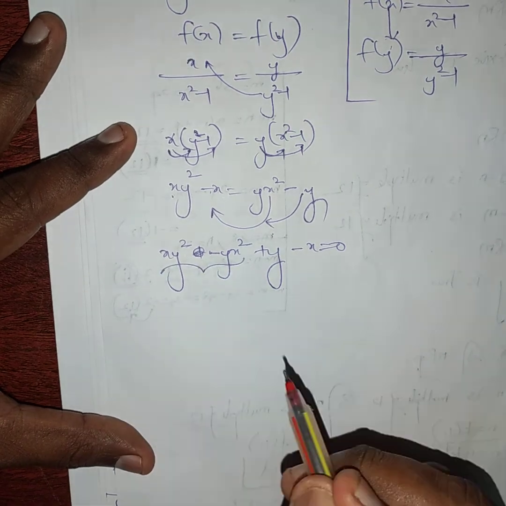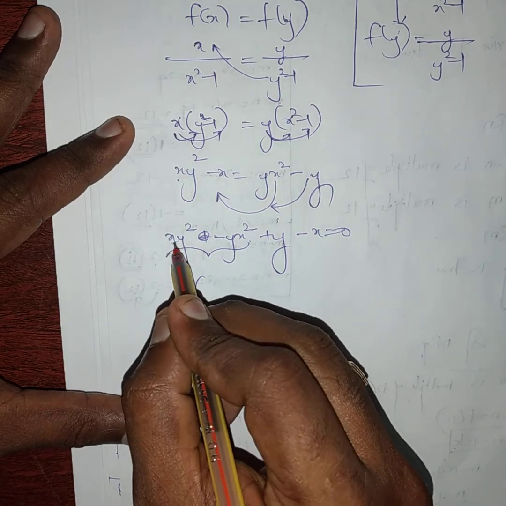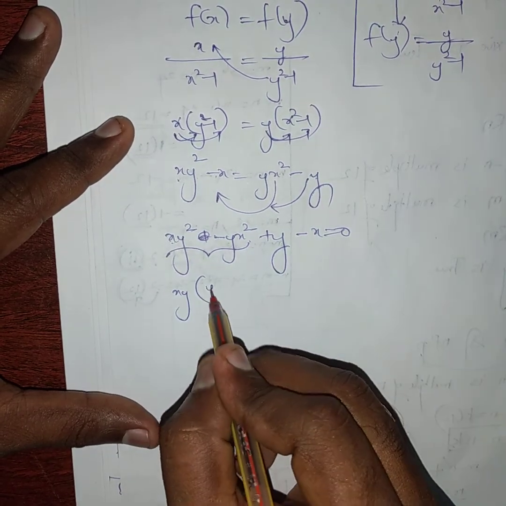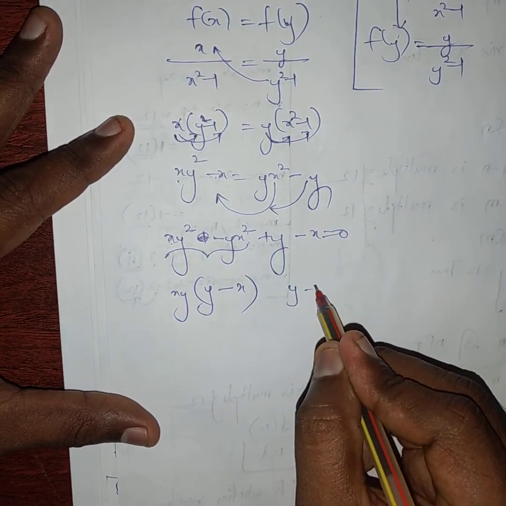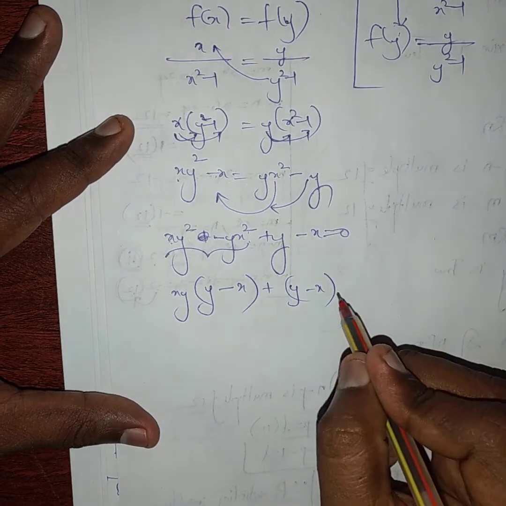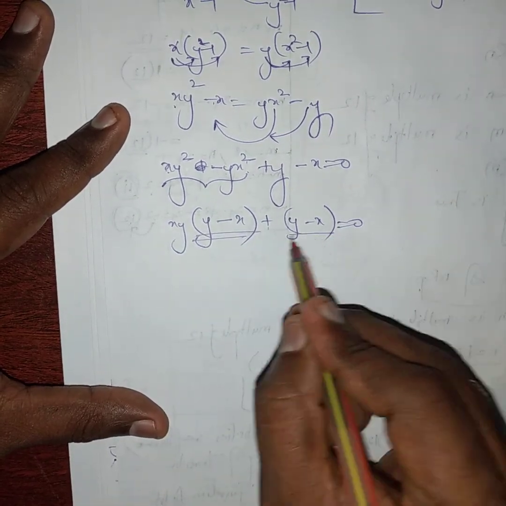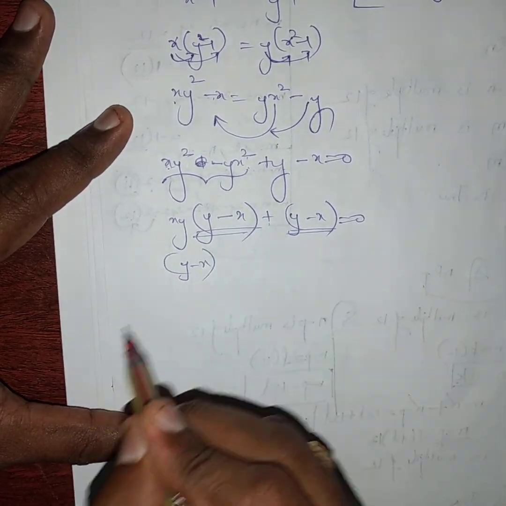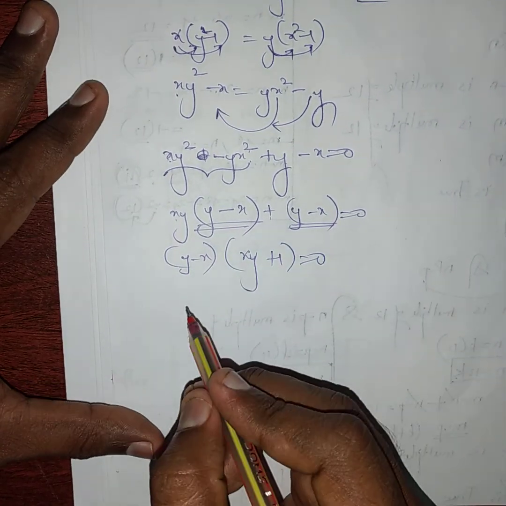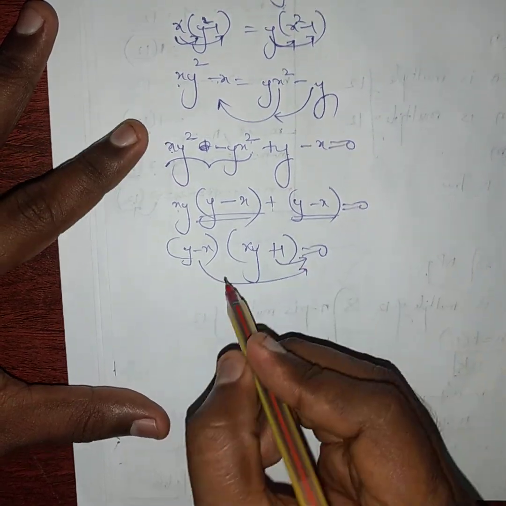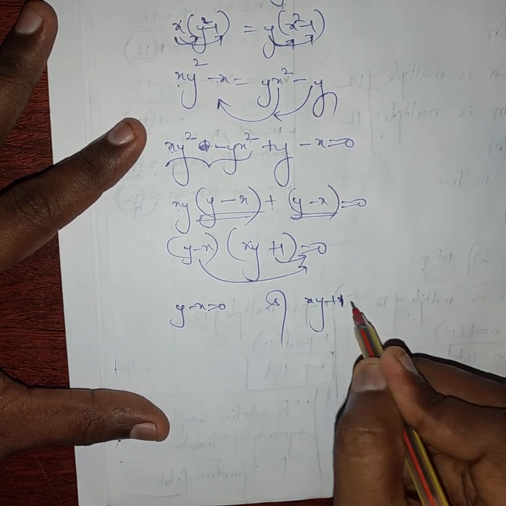What is common between these two terms? Nothing but x and y. So I am going to take x y outside. If I take x y outside, the remaining is y from the first term, and x from the second. So what is the real result? Y minus x, so I put xy into y minus x, plus y minus x is equal to 0. What is totally common here? Y minus x, take y minus x outside. What is the remaining here? xy, the remaining is xy plus 1 is equal to 0. Now I need to equate to 0: y minus x is equal to 0 and xy plus 1 is equal to 0.